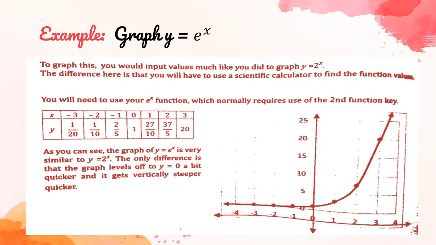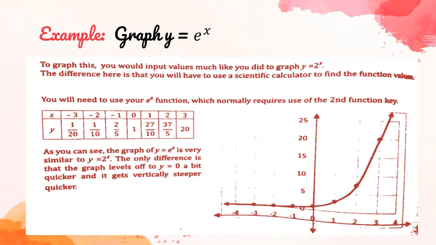So now, let's substitute the value of x and let's solve. As you can see, the graph of y is equal to e raised to x is very similar to y is equal to 2 raised to x. The only difference is that the graph levels off to y is equal to 0 a bit quicker and it gets vertically steeper quicker. So now, let's apply.